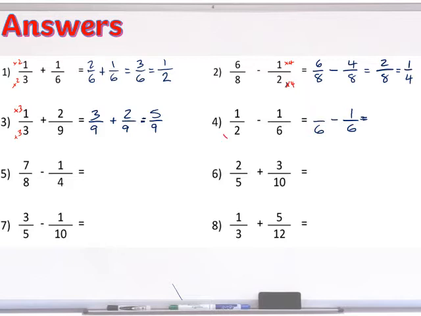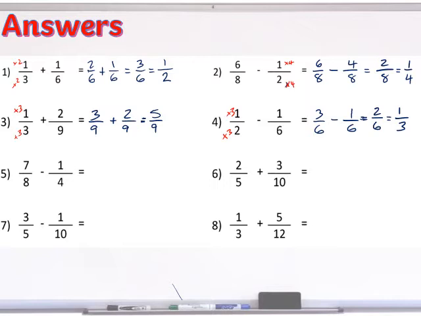Right, what have we done to the 2 to make 6? We've multiplied it by 3, so we do the same to the top. That gives us 1 times 3 is 3. 3/6 take away 1/6, well 3 take away 1 is 2, and don't forget we're doing sixths. We can simplify that because 2 is a factor of 6. 2 goes into 2 once, and 2 goes into 6 3 times. So our answer will be 1/3.